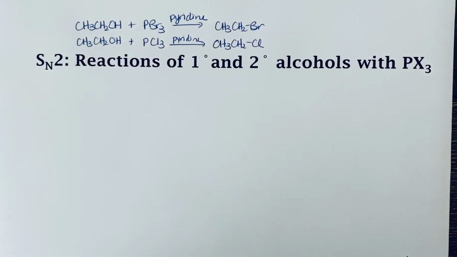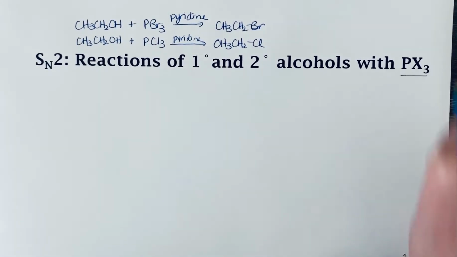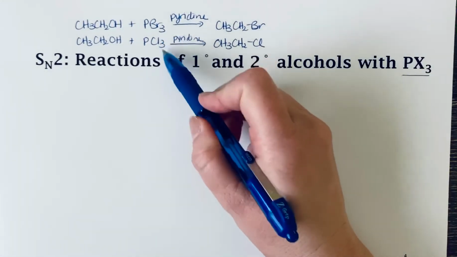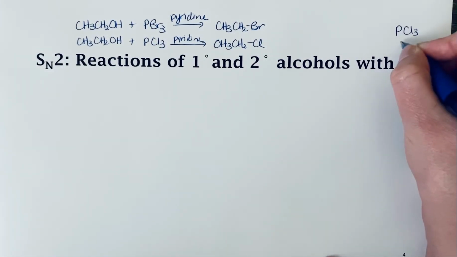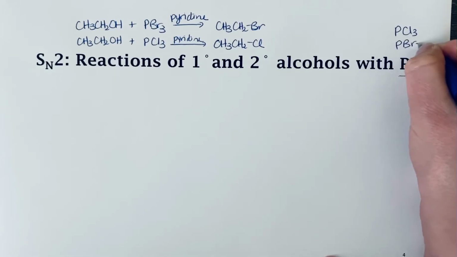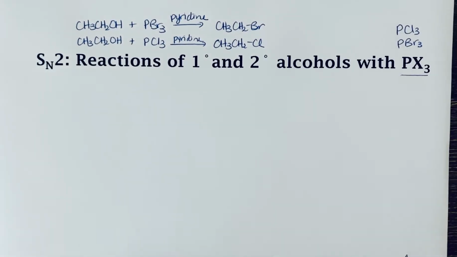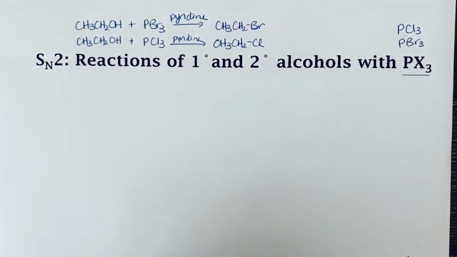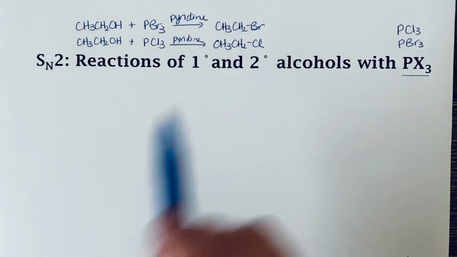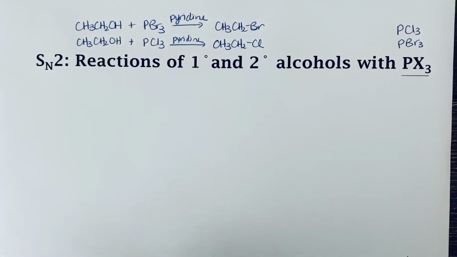Primary and secondary alcohols can be converted to alkyl halides using a reaction with phosphorus trihalide. And so the trihalides that we can use for this reaction, as indicated up here, are PCl3, so phosphorus trichloride, or you could also use phosphorus tribromide. And either one of these will undergo an SN2 reaction with a primary or a secondary alcohol to form either an alkyl bromide or an alkyl chloride, depending on which phosphorus trihalide you use.